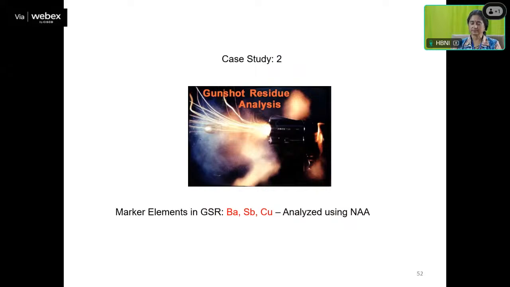Previously, there was a central forensic lab. Few persons are there at the analytical chemistry division of BARC who are routinely doing this type of forensic samples by neutron activation analysis. So in gunshot residue, the marker elements are barium, antimony, and copper, which are analyzed by neutron activation analysis. You require a very small amount of sample, and the sample is not destroyed, because its geometry or anything as evidence is not lost by use of NAA. Therefore, it is a very important technique for this type of sample which is of legal importance.